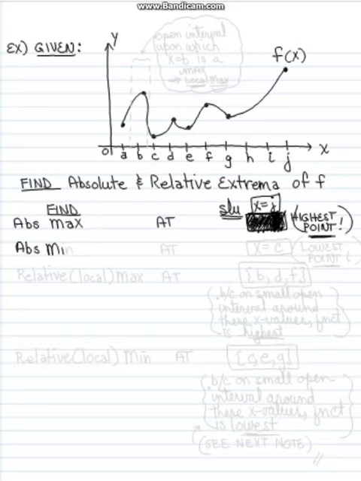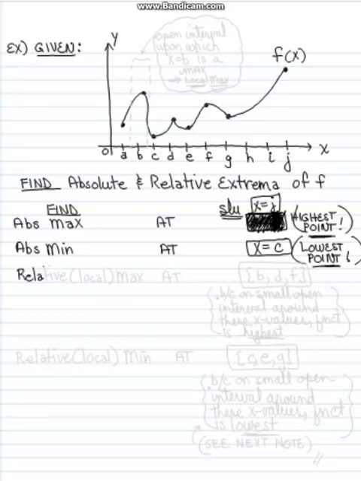The absolute min is located at the point that's lowest on the graph. That occurs at the x value... look at the picture. It's lowest at x equals c. That's our lowest point. It's pretty easy to figure out where the absolute max and min are.